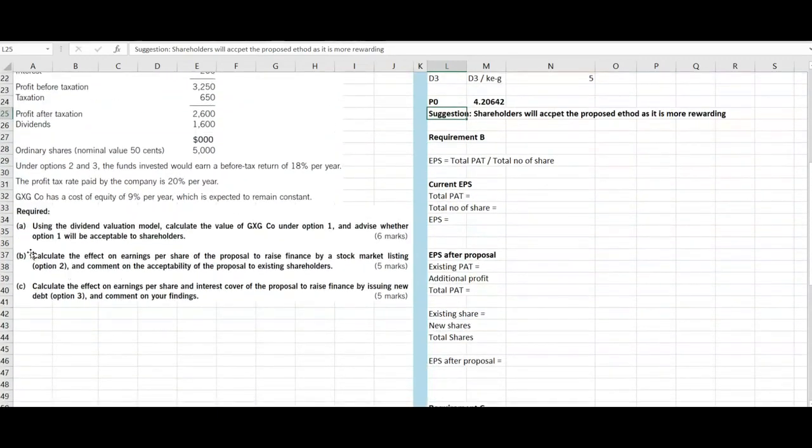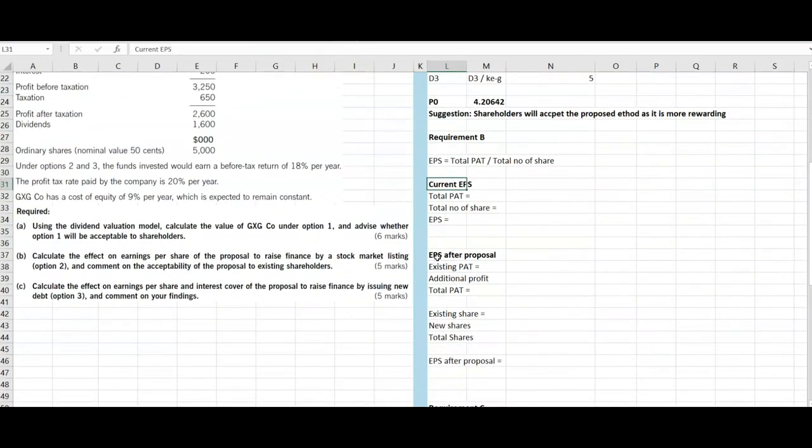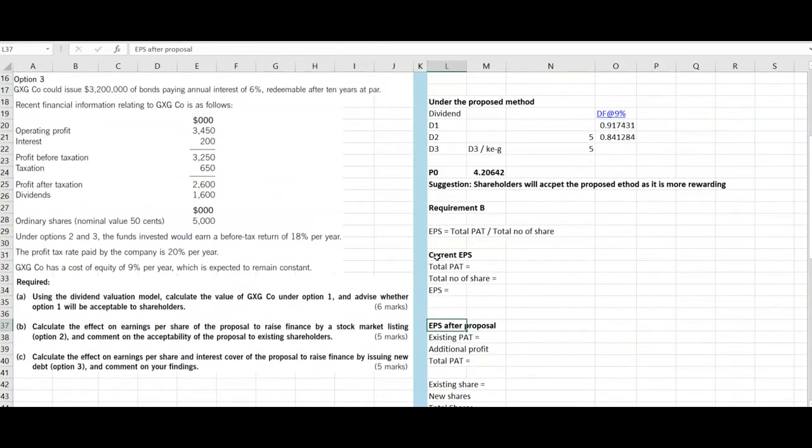The next question is, calculate the effect on earnings per share of the proposal to raise finance by a stock market listing, option 2, and comment on the acceptability of the proposal to equity shareholders. So we have to find out the EPS. They are going to raise finance, and we have to find out how the EPS will be affected. To know how it is affected, we have to do two things. One, find out the current EPS, and two, find out the EPS after the proposal. So this is the EPS formula: the total profit after tax divided by the number of shares.